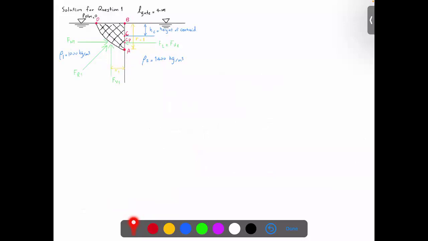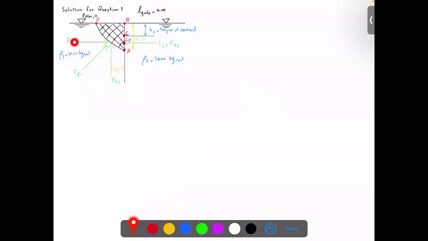You can see this schematic and the solution on our canvas side. Let's say this is the centroid, this is CP, center of pressure, and this is point A, this is B, this is point D. We have a free surface at atmospheric pressure, so you can assume this is gauge pressure, 0 gauge. The length of the gate is 4 meters.